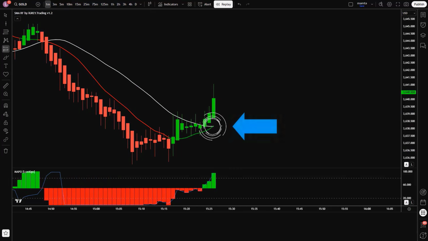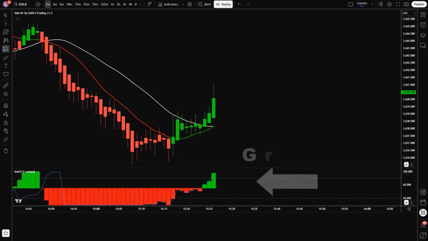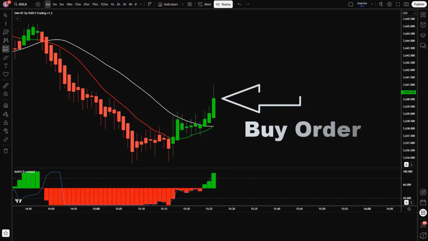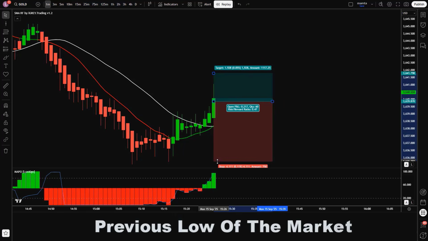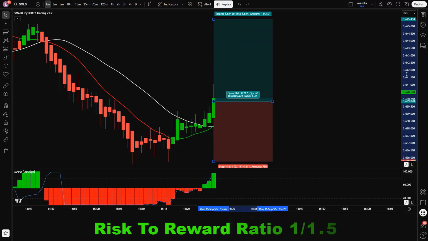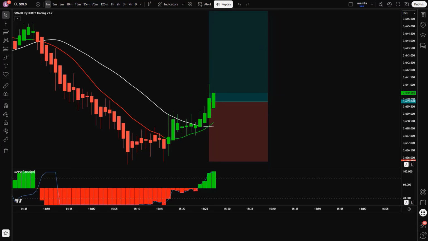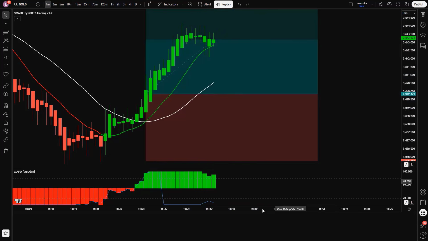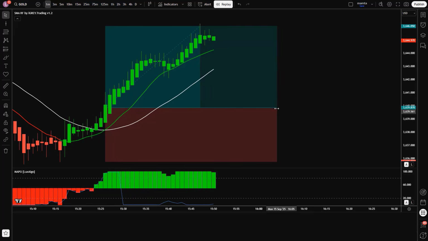Here the simple moving average indicator's MA line and regime MA line were crossed. Here the moving averages proximity oscillator indicator shows green color columns. Here the market has made a bullish candle to give confirmation. So all our conditions are fulfilled, and we are placing an order to buy. Our stop loss is the previous low of the market, and the risk to reward ratio will be 1:1.5. Let's see what happens to our trade. Our trade is running in profit. The market has completely hit the target. Let's find the next trade.